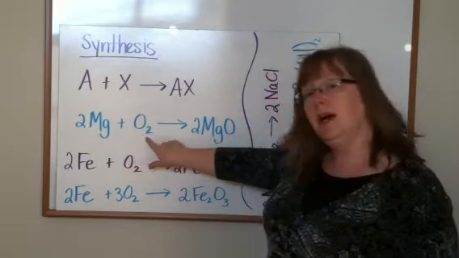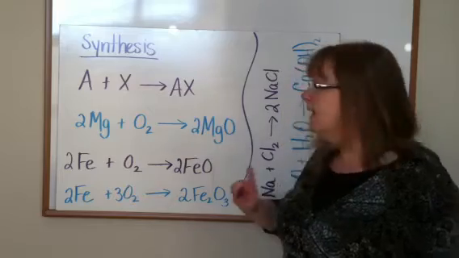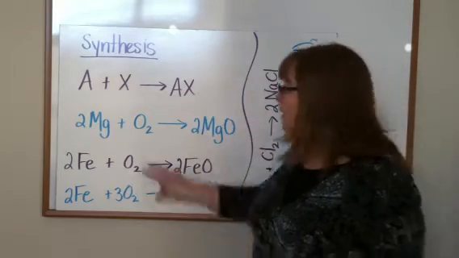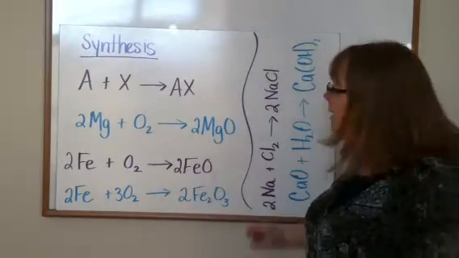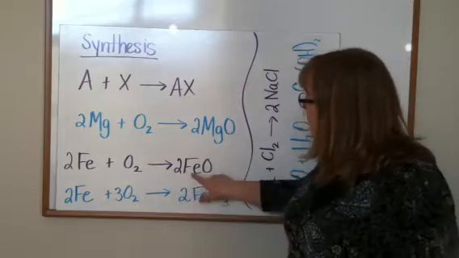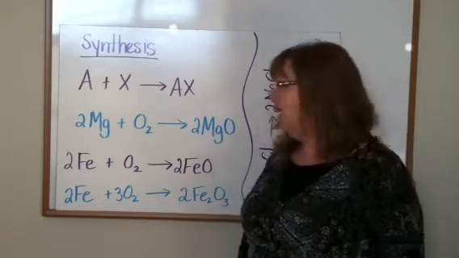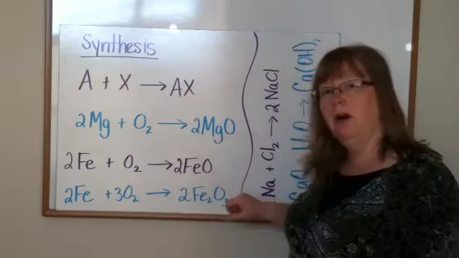Magnesium reacts with oxygen, these are our reactants, to produce magnesium oxide. Again, this is classified as synthesis. You have 2 things over here coming together to form one product. Let's have a look at what iron does in the presence of oxygen. It can form iron 2 oxide. The iron and the oxygen combine, they form iron 2 oxide.